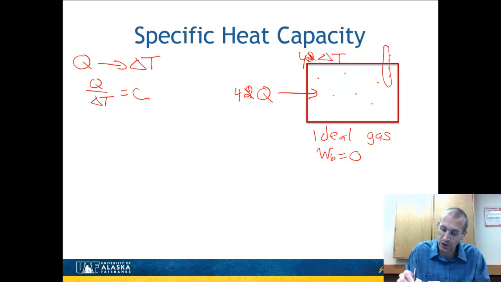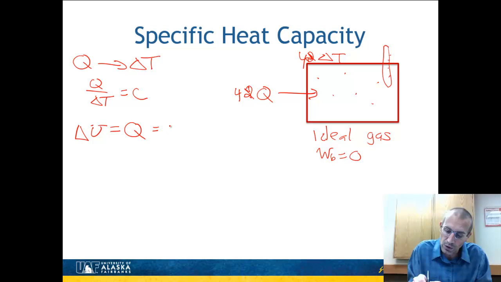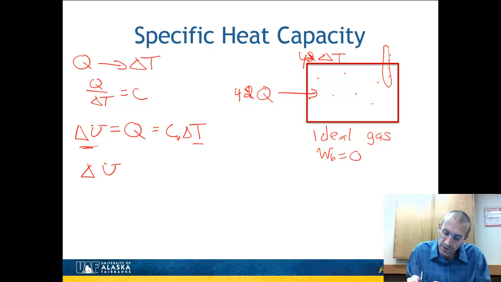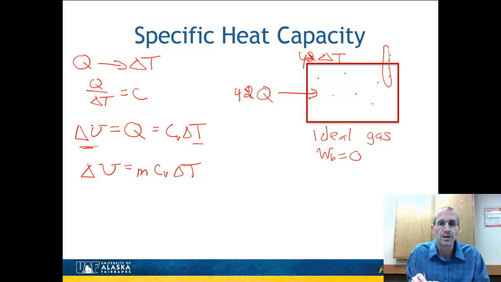Now, if I was to write the first law energy balance for this system, delta U is the energy in minus the energy out, which is equal to Q. Well, we just saw from up here that Q is equal to C delta T. So we have a way to find out what our change in internal energy is from our changes in temperature only with this constant C. And we often call this C sub V because we did this at constant volume. And we will write this as delta U is equal to, and normally the constant is in a per mass basis, so it will be M little c sub V delta T. So that's the heat capacity at constant volume.